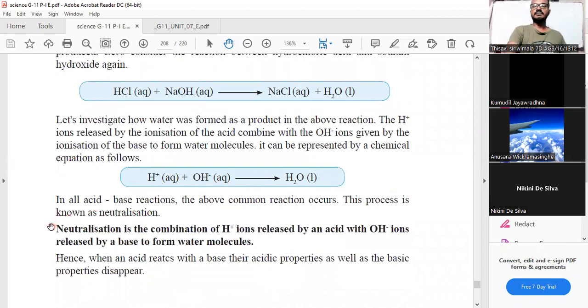Neutralization is the combination of H plus ions released by an acid with OH minus ions released by a base to form water molecules. Write that black color sentence in the box.